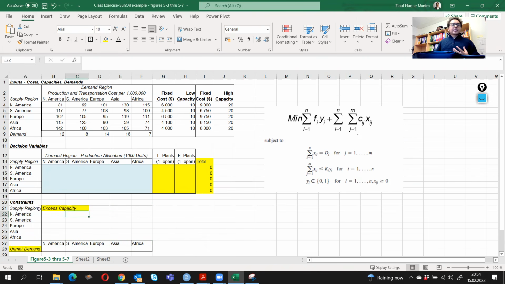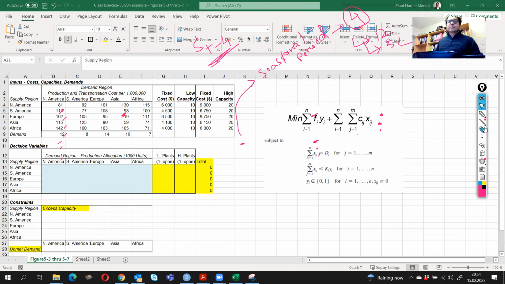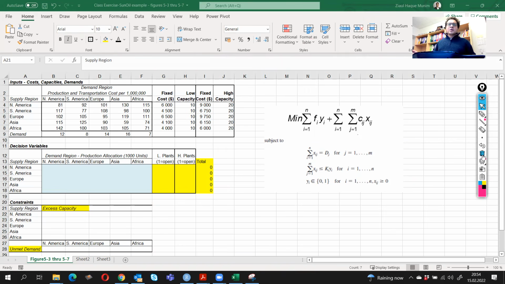The supply related constraint corresponds to the second equation here, right? This one was our supply related constraint, and this was the one about demand.